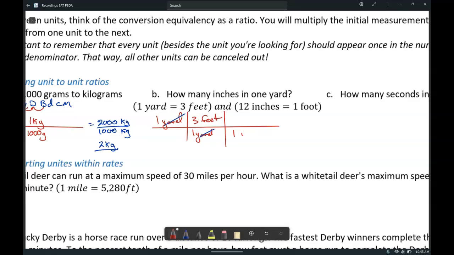Feet needs to be on the bottom. 1 foot is 12 inches. So the feet cancel out again. And so then we just multiply 1 times 3 times 12, which equals 36. And then 1 times 1 is 1, 36 over 1. So it's 36 inches in 1 yard.